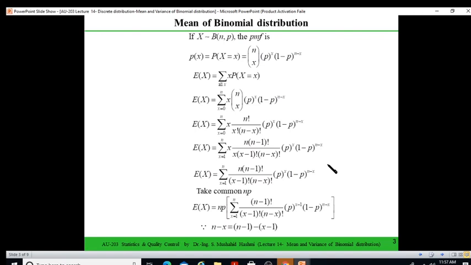Okay, here we take a little mathematical jugglery. For example, we are dealing with n minus x here. So n minus x can be written in this form as well, because minus 1 and plus 1, minus 1 plus 1 is 0.